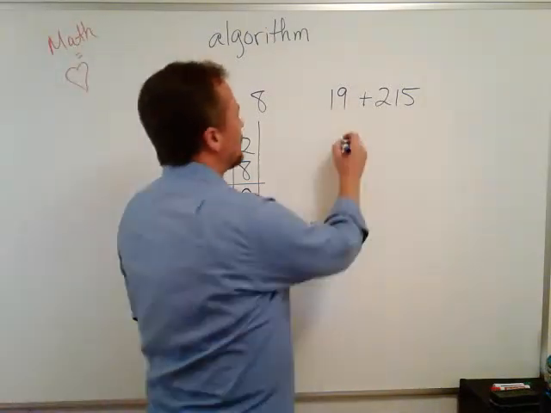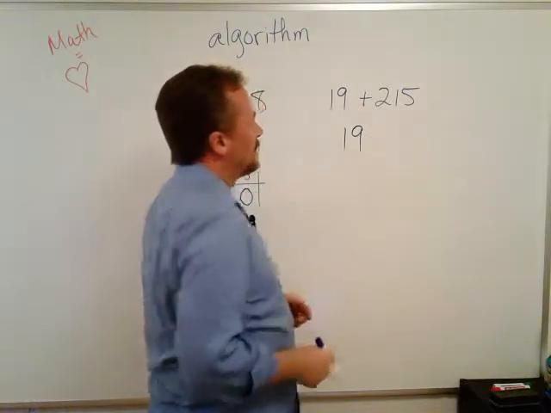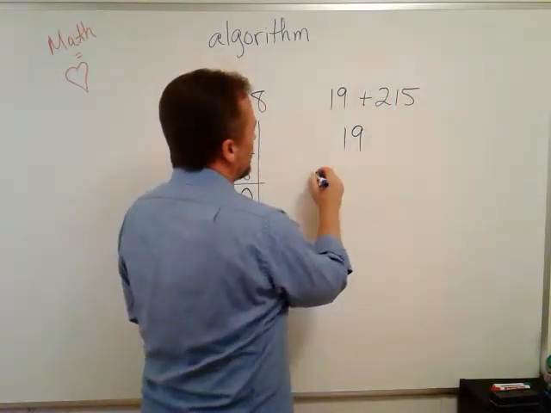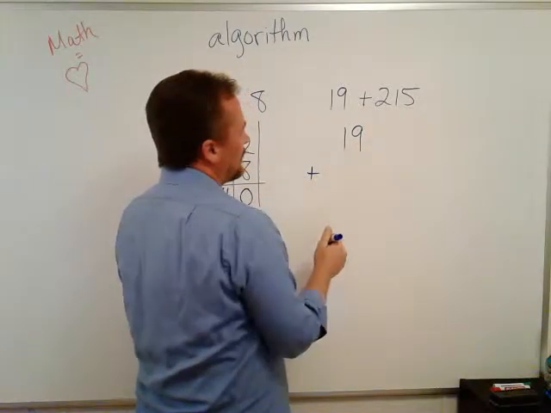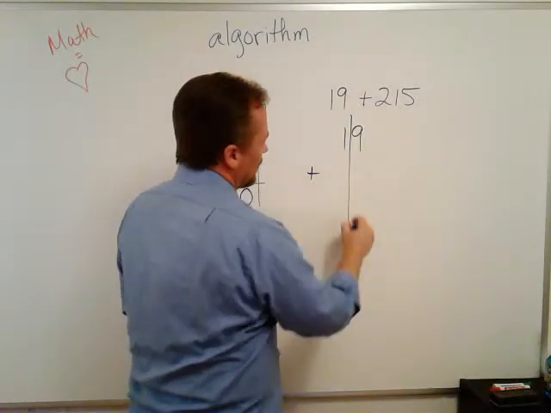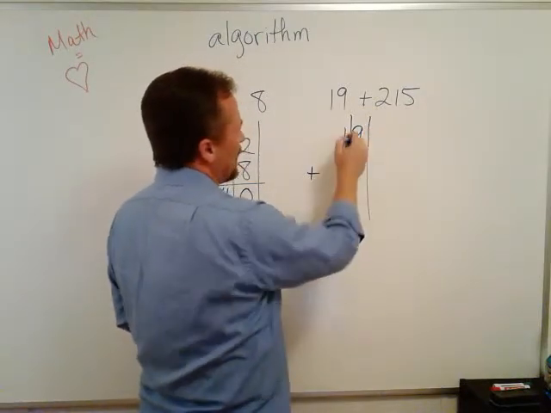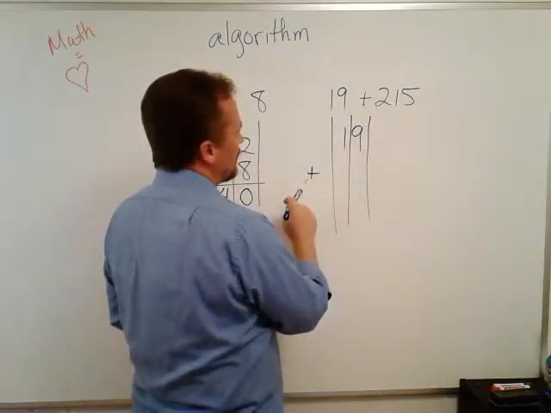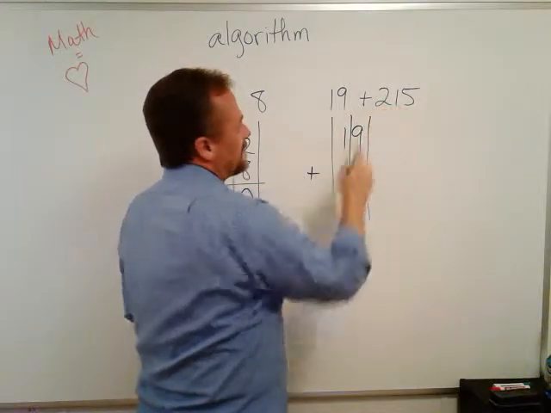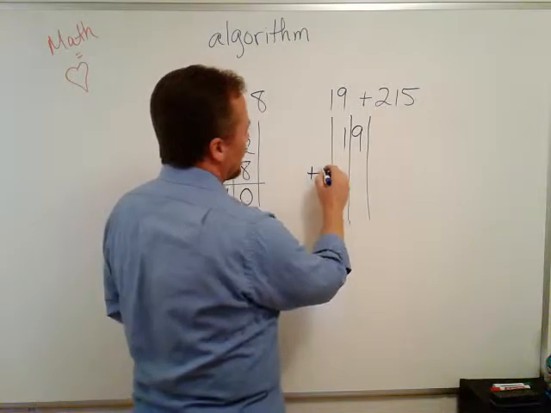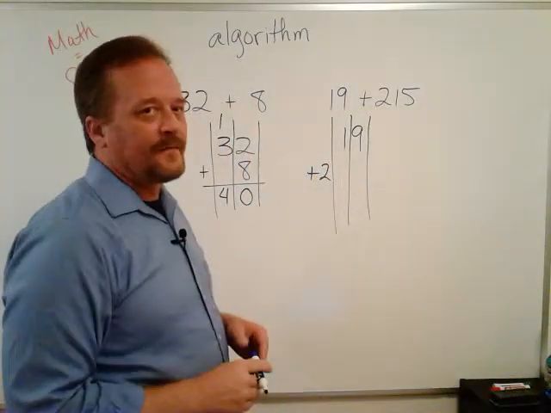Same thing over here. I want to stack this vertically in the order that I see it. So 19 is here. And if I want to, I can go ahead and say, okay, well, here's the two columns here. 9 is hanging out in the ones column, and 1 is over here in the tens column. 215 has a 2 in the hundreds column, which means it's going to be hanging out here kind of all by itself.